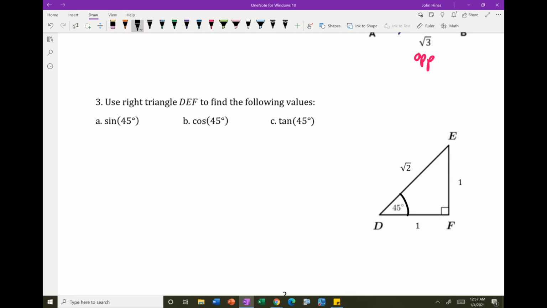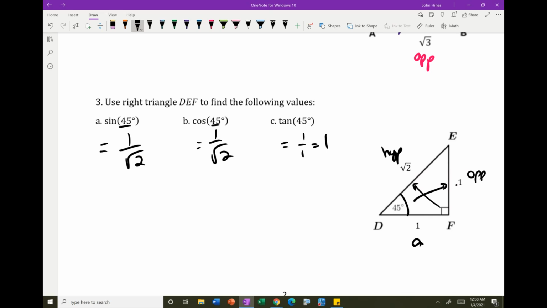So here's my 45-degree angle. That right there is my hypotenuse, opposite, and my adjacent. So the sine of 45, opposite over hypotenuse, 1 over radical 2. Cosine, adjacent over hypotenuse, is also 1 over radical 2. 45 degrees is a special angle where the sine and cosine of that angle are equal. And the tangent of 45, opposite over adjacent, is 1.